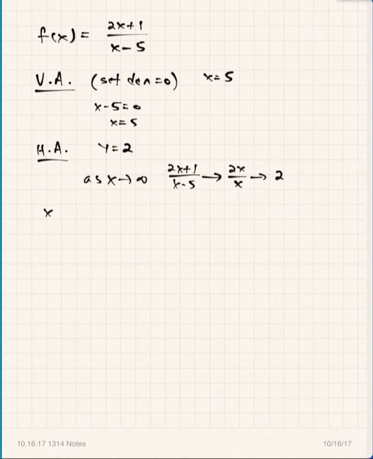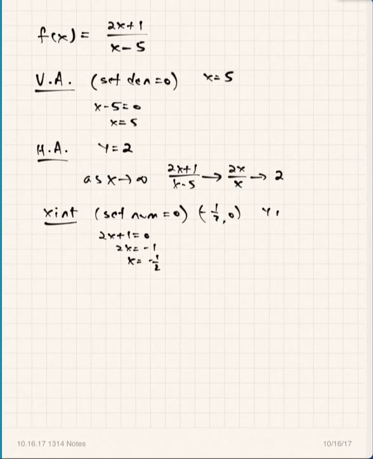The x-intercept. For the x-intercept, remember, we set the numerator equal to 0. When you set the numerator equal to 0, you get 2x plus 1 equals 0. You get 2x equals negative 1. x is negative 1/2. There's our x-intercept at negative 1/2, 0.